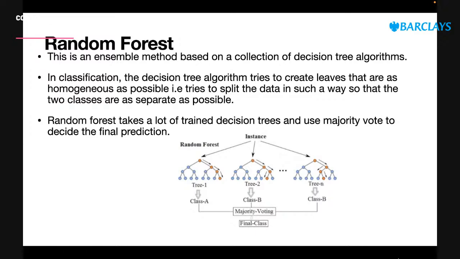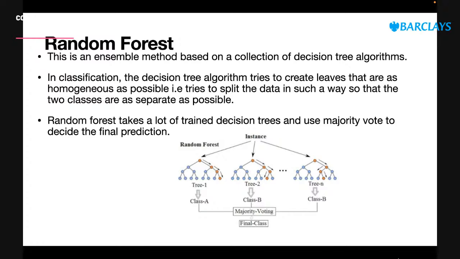Now the third is random forest. Random forest is a method based on a collection of decision trees. For a given data set, it tries a lot of permutations and combinations and generates decision trees on it. Multiple trees are generated.